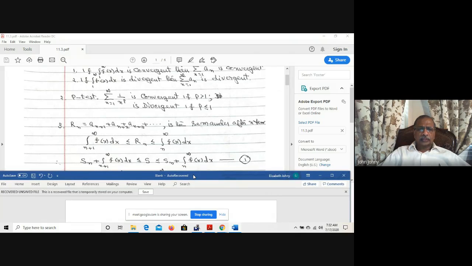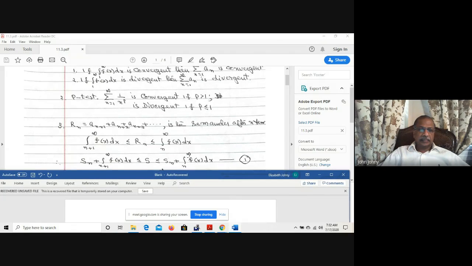So if you add S_n on all three sides, you get S_n plus the integral from n+1 to infinity of f(x) dx less than or equal to S_n plus R_n, that is S, less than or equal to S_n plus the integral from n to infinity of f(x) dx.